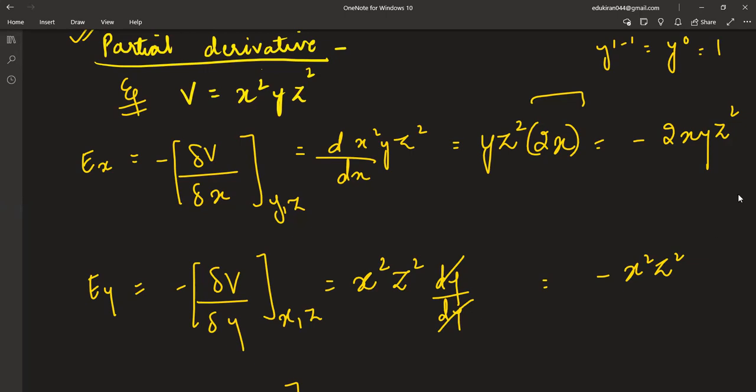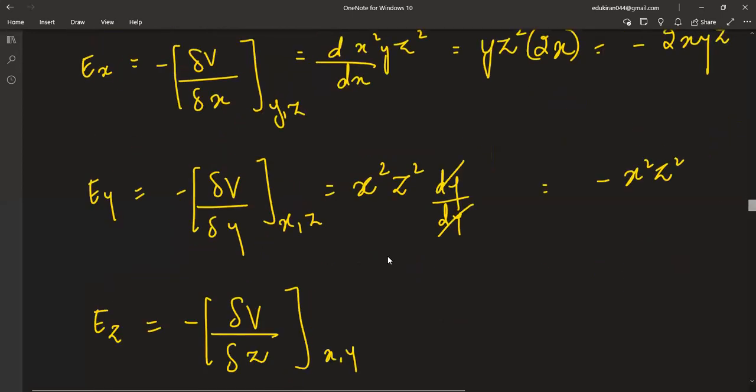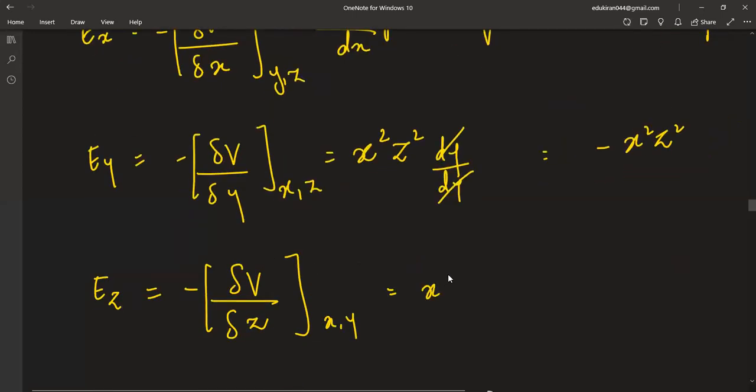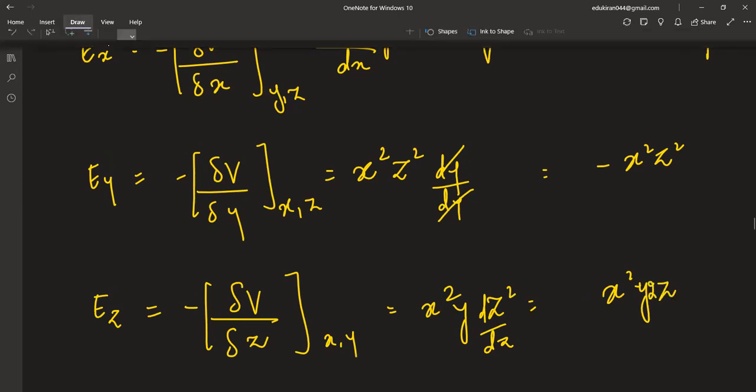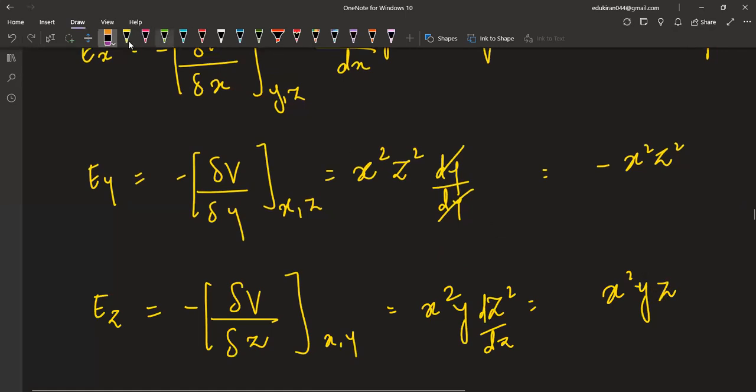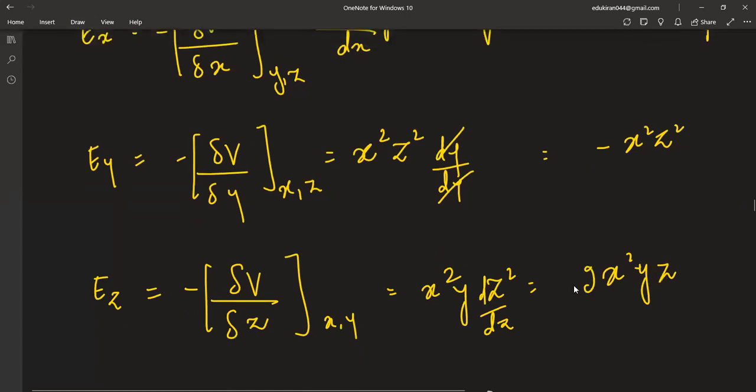Right? Last one, z-axis. x square, y and z square. Now, when we are talking about z-axis, x and y will be constant. So what are we left with? x square and y will be constant, and what is left is differentiation of z square. So that gives x square y times 2z. This becomes minus. This is our answer.